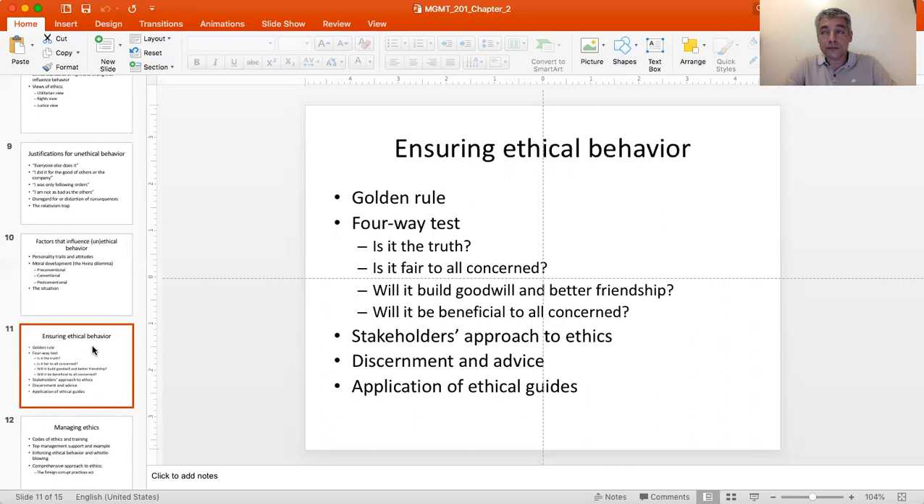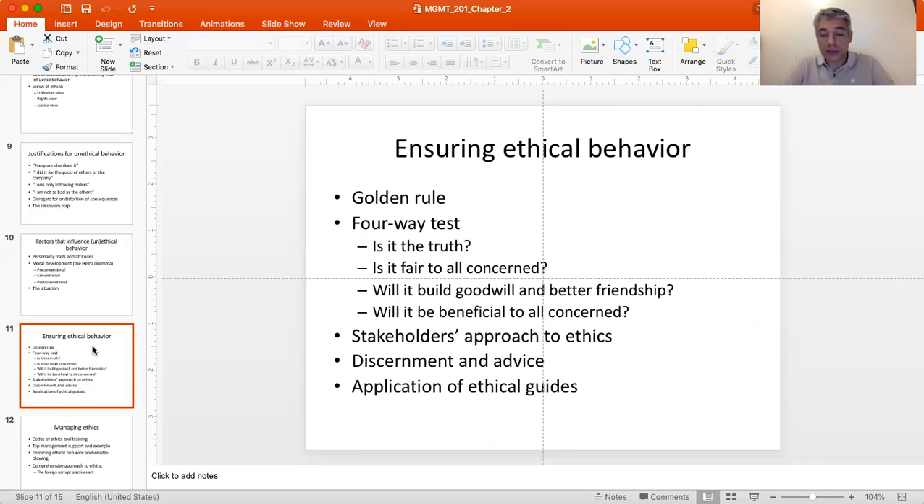There is some advice offered by certain organizations like the Rotary Club. The way the textbook talks about it, they have this four-way test, four questions that you have to ask yourself before making an important decision. Is it the truth? Is it fair to all concerned? Will it build goodwill and better friendship? Will it be beneficial to all concerned? So obviously, if the answer to at least one of those questions is no, then that decision is not going to be ethical. So you want to make sure that you consider all of those aspects of your decisions as you make them, so that you behave ethically.